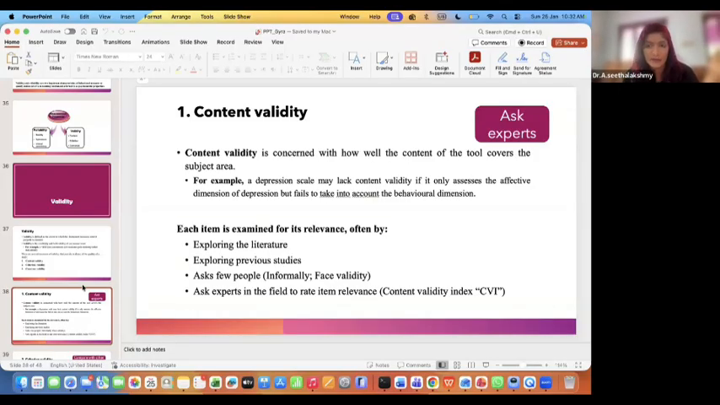She has to identify and give an index rating for that. Only those questions which have got at least an average index should be taken to the next level. So she needs to find the content validity index, and only then will those questions be taken to the next level.